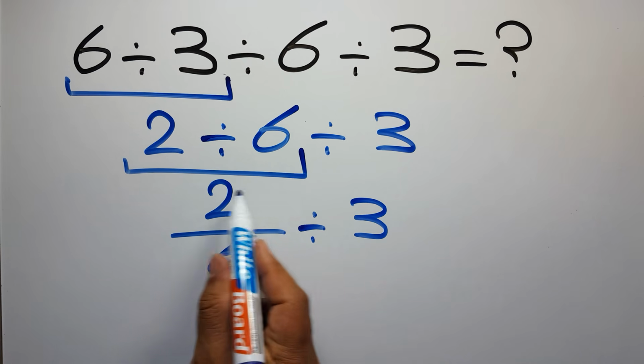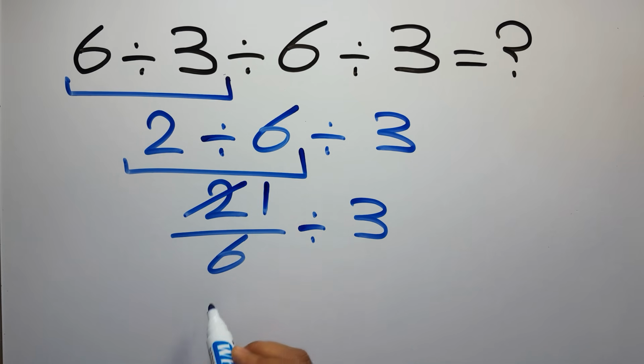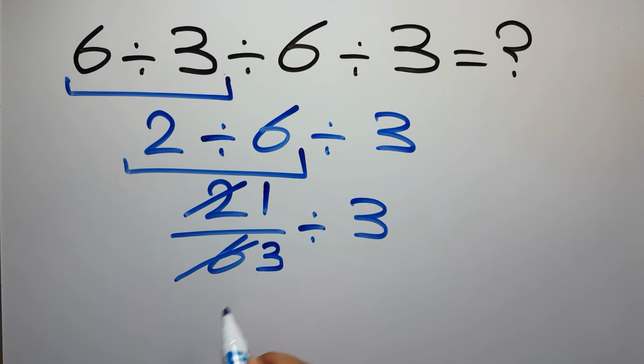First, let's simplify this fraction. 2 divided by 2 gives us 1 and 6 divided by 2 gives us 3. So we have 1 over 3 divided by 3.